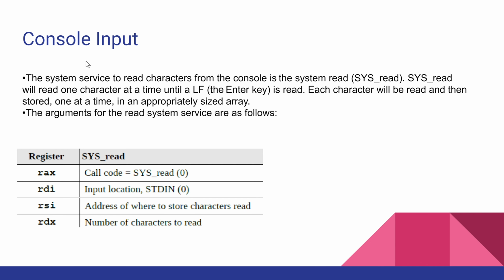Console input. The system service to read characters from the console is the system read. The sys_read will read one character at a time until LF, the enter key, is read. Each character will be read and then stored one at a time in an appropriate sized array. The arguments for the read system service are as follows: RAX, call code; RDI, input location, stdin; RSI, address where to store characters read; RDX, the number of characters to read.